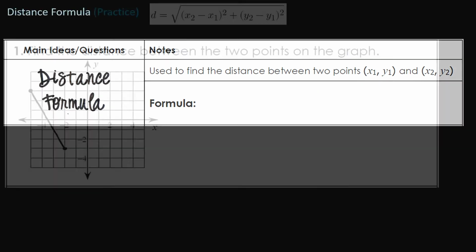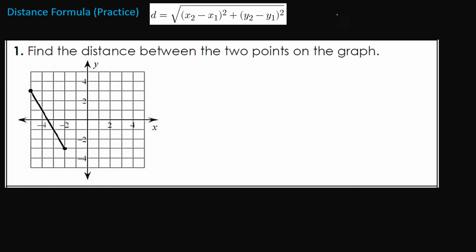Let's practice. So I have our distance formula up here to refer to, and you can see we have a coordinate plane. And we are asked to find the distance between the 2 points on the graph. Let me start out by labeling those points. So the first point, let's call it A, and that is at -5, 3. And B is at -2, -3.